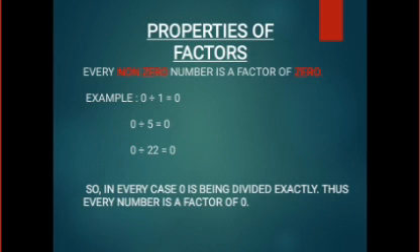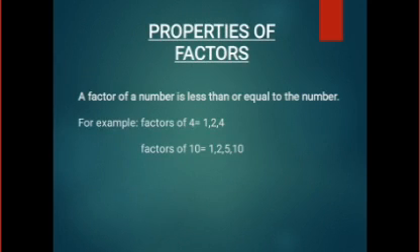Now, let's see another property of factors which says a factor of a number is less than or equal to the number. For example, factors of 4 are 1, 2, 4, and factors of 10 are 1, 2, 5, 10. So what do we see? The greatest factor that we get is the number itself. That makes it less than or equal to the number of which we are finding the factors.